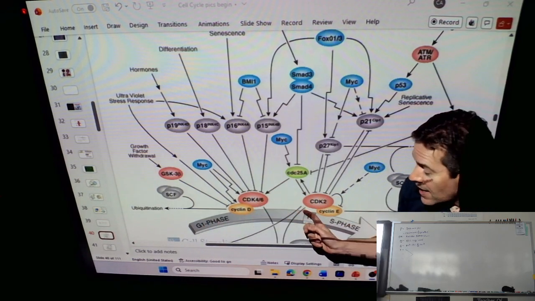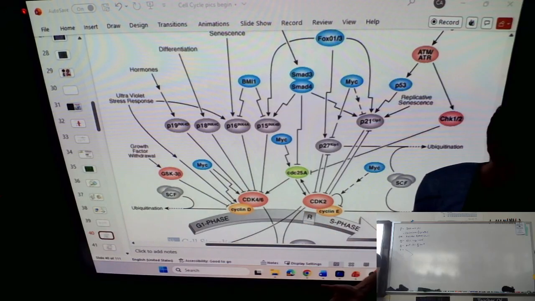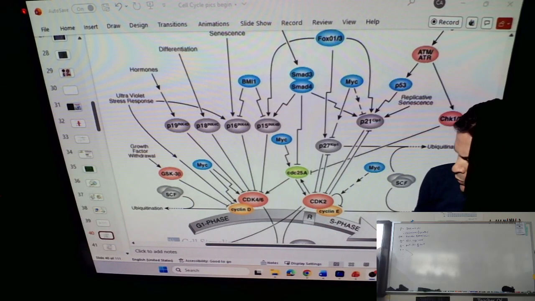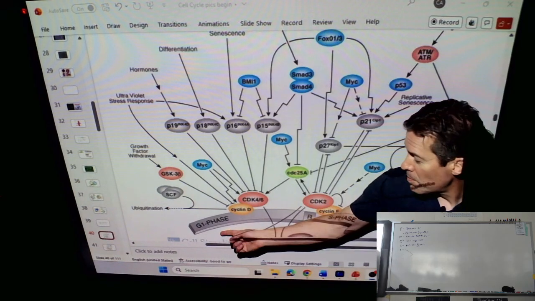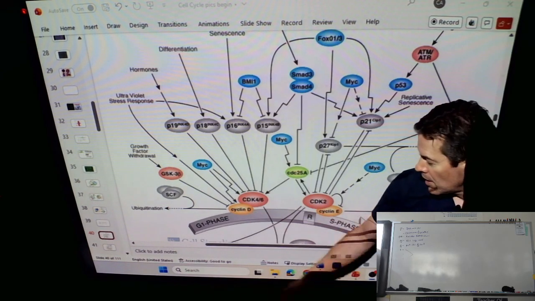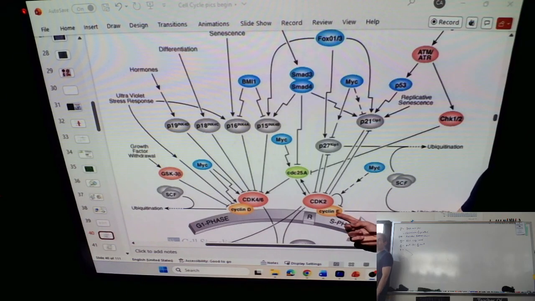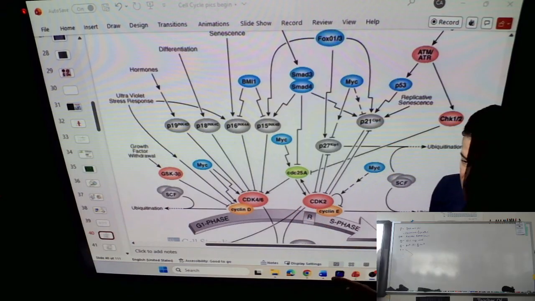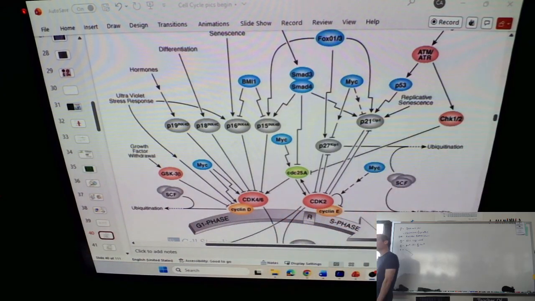So I've got these CDKs and they're off. As my cell gets bigger, somehow, again, we don't know how consciousness works, somehow it knows to make more and more cyclin D, make more and more cyclin E. And so as the cell gets bigger, it makes more of these cyclins, which means it turns on more of these CDKs, which means it says proceed.